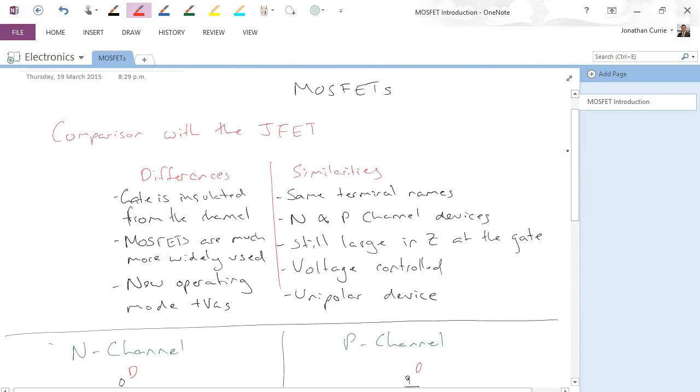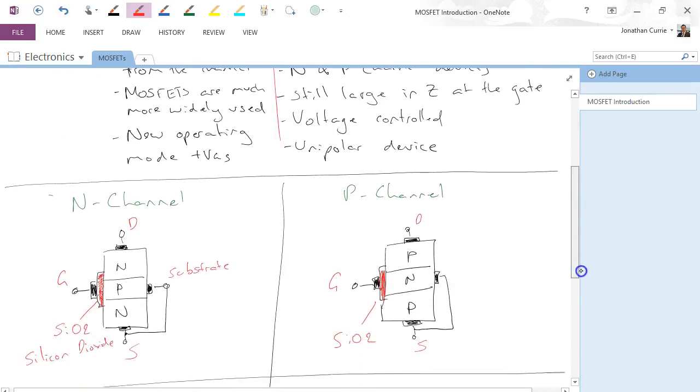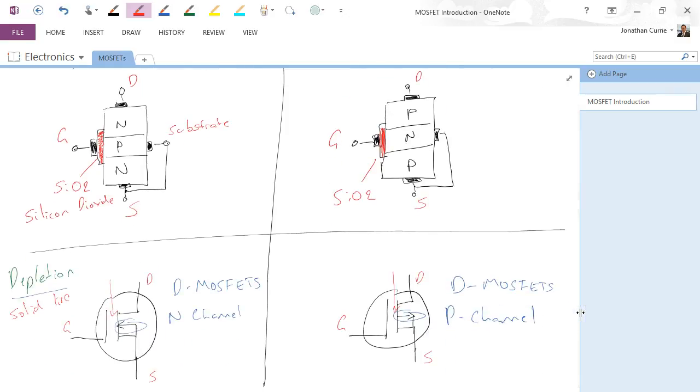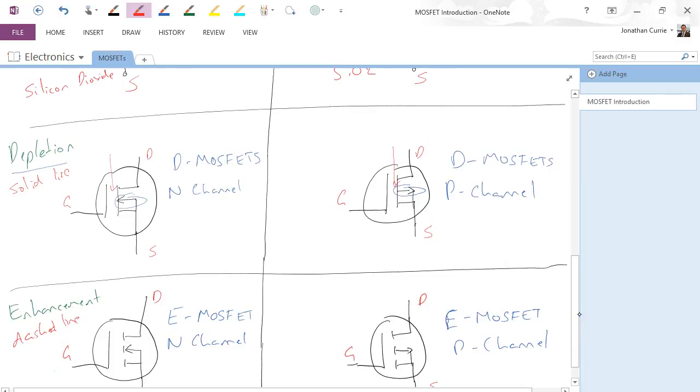So that's a basic introduction to the MOSFET, and we've had a look at differences between the JFET and MOSFET. In the next videos, we're going to be looking at how these devices work, first in the depletion mode and then the enhancement mode.